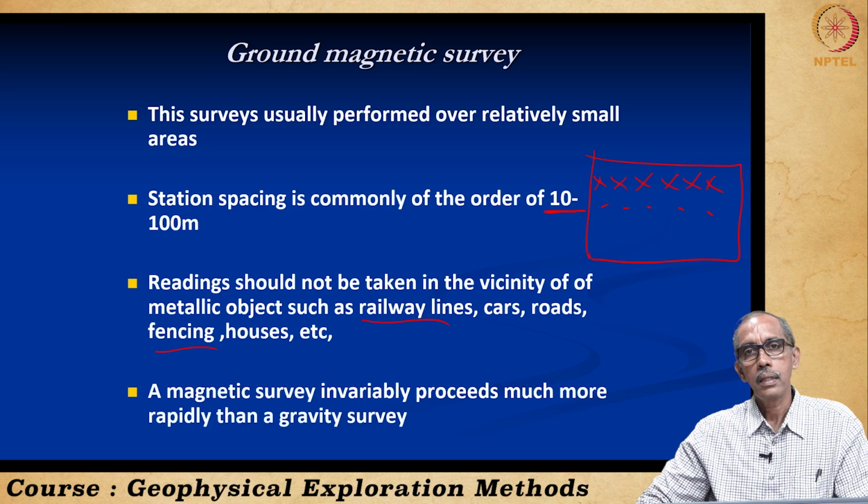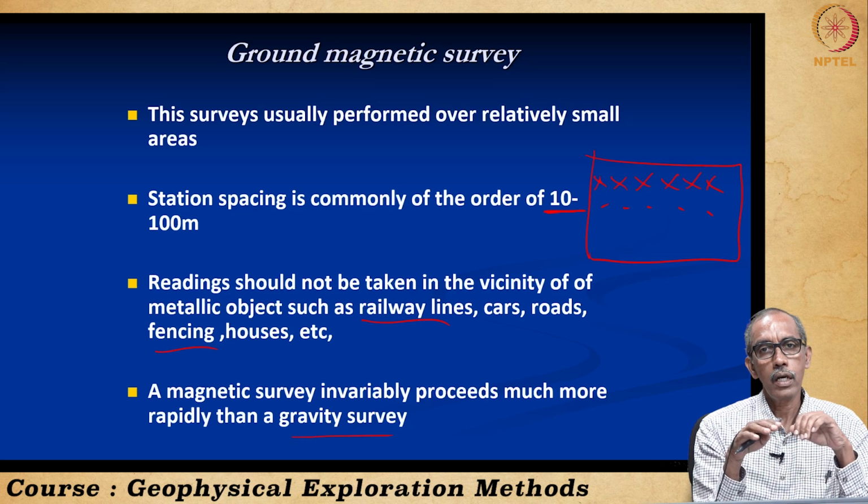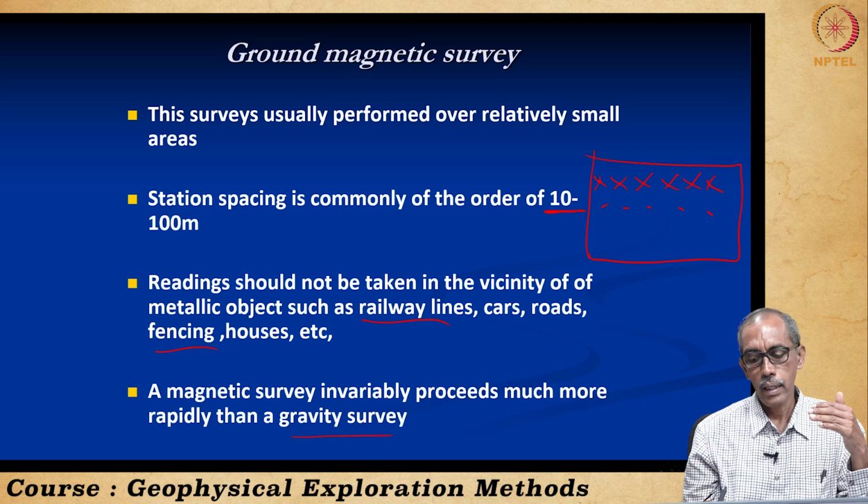A magnetic method of survey actually progresses more rapidly than a gravity survey. In a gravity survey, we need to take some additional care with regard to fixing the gravimeter on the surface, whereas in magnetic methods, as we had seen, the modern day gravimeter is able to overcome all these errors of not keeping the instrument horizontal. So, a magnetic survey is much more rapidly carried out than a gravity survey.